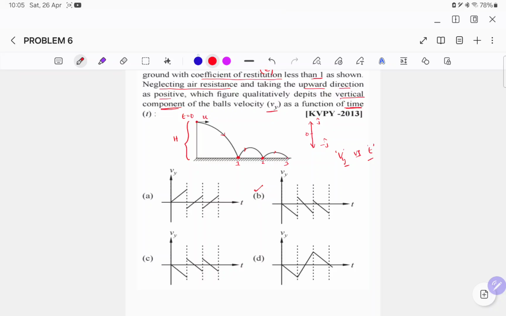See, during this time interval, from the projected point till landing for the first time, as the initial vertical velocity is 0, it is like a freely falling body, right? In 2D motion, we prefer to study it as a combination of two 1D motions, horizontal motion plus vertical motion. So vertically there is no initial velocity, so it's like a freely falling body.